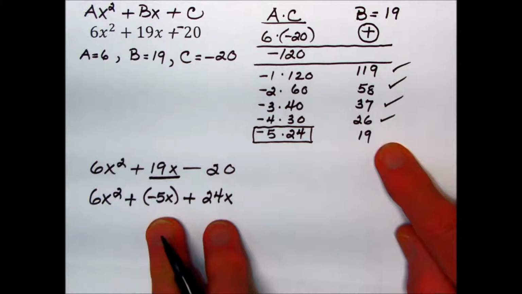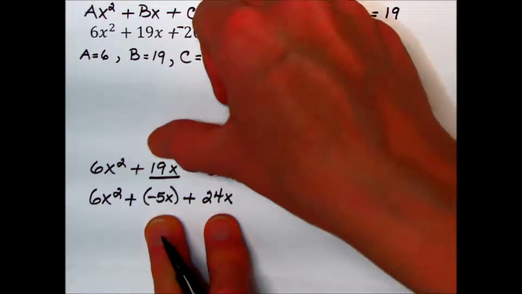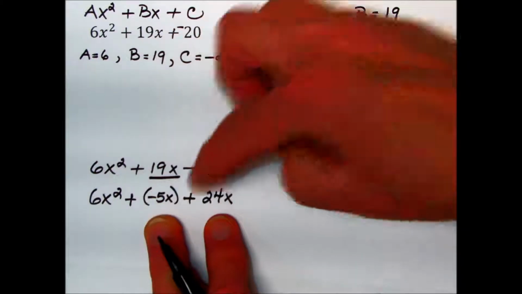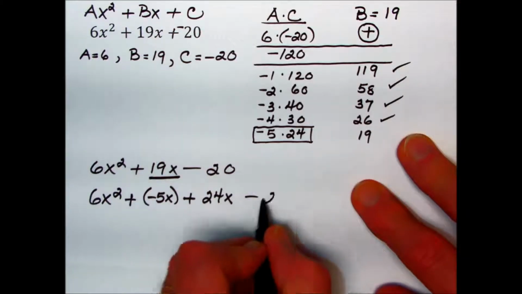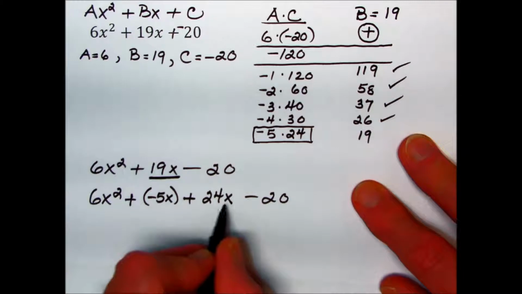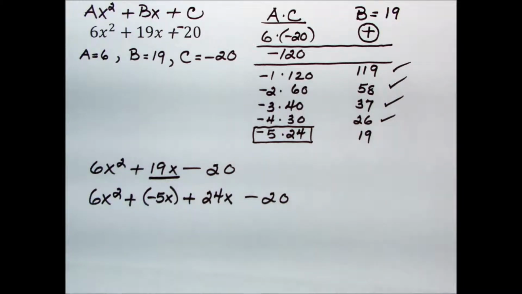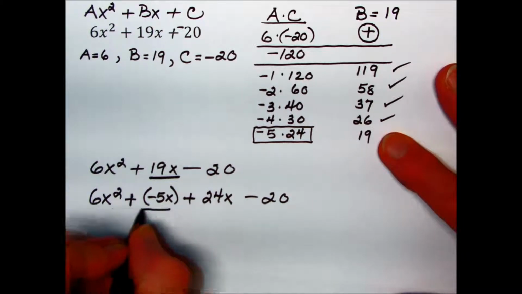These two, when you add negative 5x and 24x, they equal 19x. So I've kind of blown this up, but it's still equivalent. And I still need my minus 20. So these two terms, when simplified, give us 19x. I've just gone from a 3-term polynomial to a 4-term. Looks maybe counterproductive, but now I'm going to use factor by grouping, and that was our 4th step.